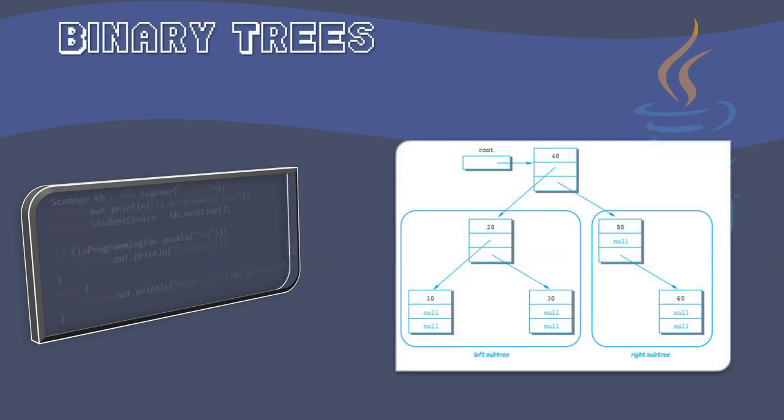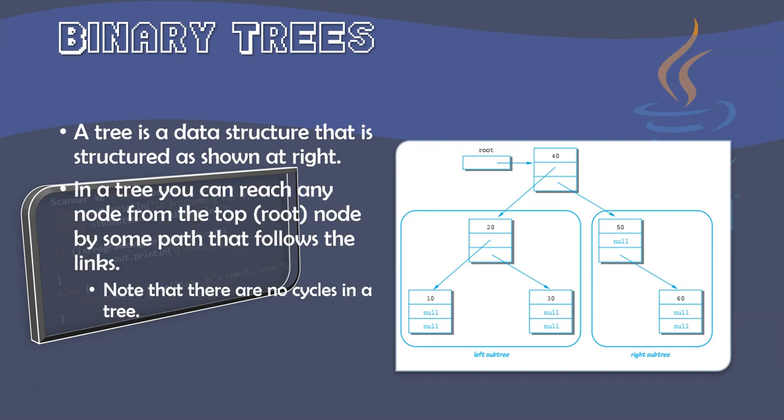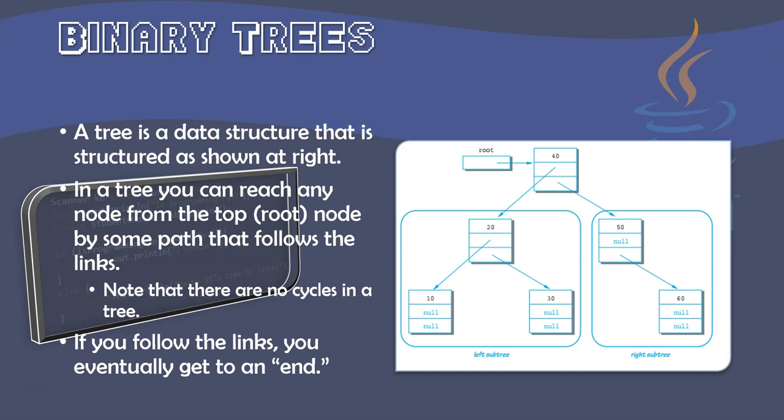So when we look at binary trees, you see this picture here, we can see that it is a lot different than what we saw previously with some of our examples with linked lists and hash tables, because you can see how it starts splitting off into branches. In a tree, you can reach any node from the top or the root node by some path that follows these links. And you note there's no cycles in a tree. It doesn't necessarily restart over. If you follow the links, you don't go back to the beginning. Instead, you simply get to an end of that tree.